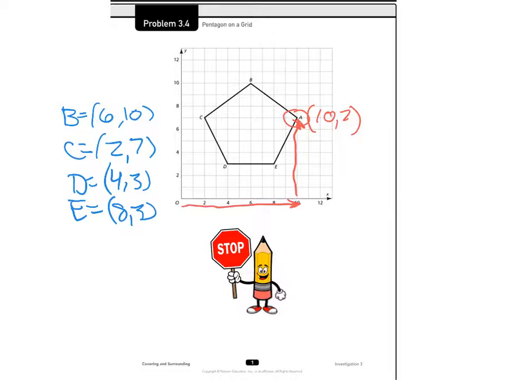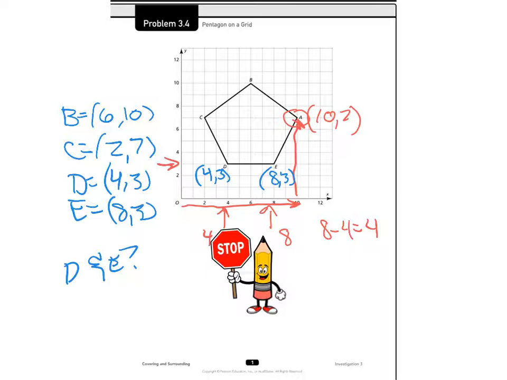So now let's look at the distance between two coordinates. What if I said I want to know the distance between D and E? Well, remember, my D is at 4, 3, and my E is at 8, 3. So they're both at the same level on the y-axis, but they're at different spots on the x-axis. One is at 8, one is at 4. So simply you could go 8 minus 4 equals 4, or you could count the spaces in between: 1, 2, 3, 4.